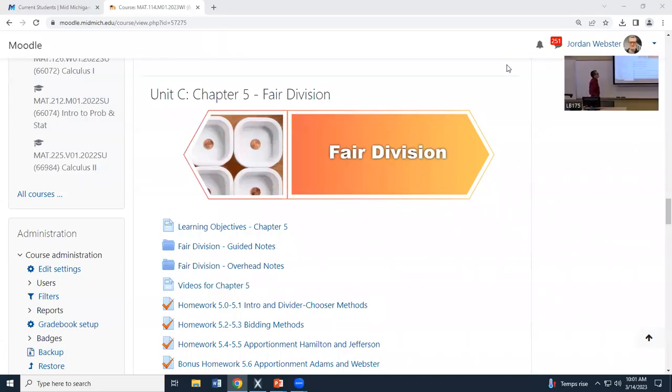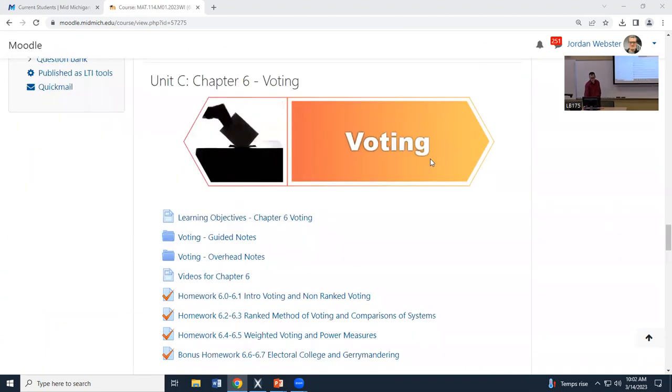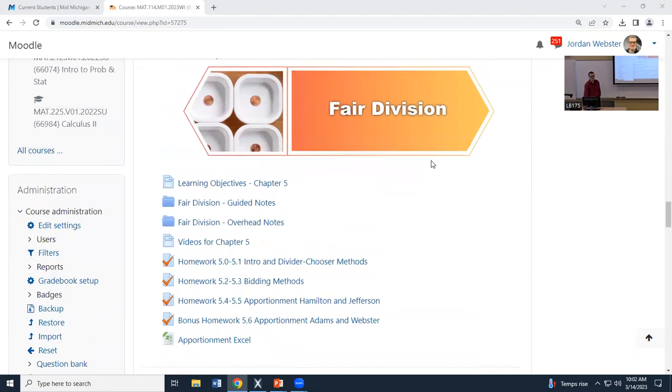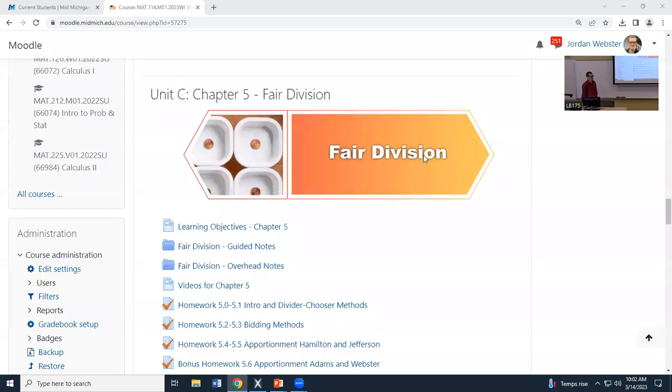So obviously, now we're going to start a new unit, and this unit is going to be slightly different than the previous few units. This unit is on fair division and voting. Basically, it's how do we allot and divide up things, right? So when people have shared power or shared stakes in things, how do we divide those things up?